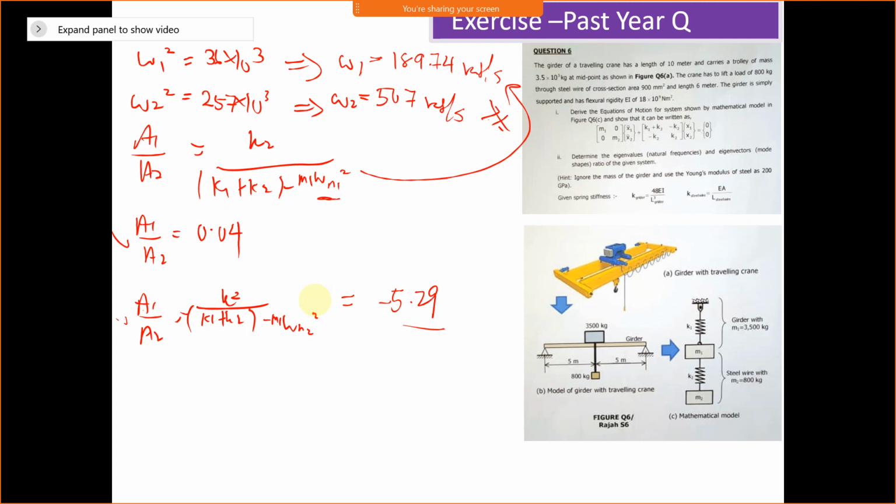So macam mana kita nak draw graph mode shape? Kalau positif, if we get positive A1 over A2, so maksudnya untuk every one unit displacement mass 1, mass tu akan bergerak pada satu ratio. Maksudnya kalau kita dapat positif, in phase artinya dua-dua mass bergerak pada arah yang sama. Tapi jika satu positif, satu negatif, maksudnya dia out of phase, bergerak pada opposite direction. Alright. So macam mana kita nak lukis?